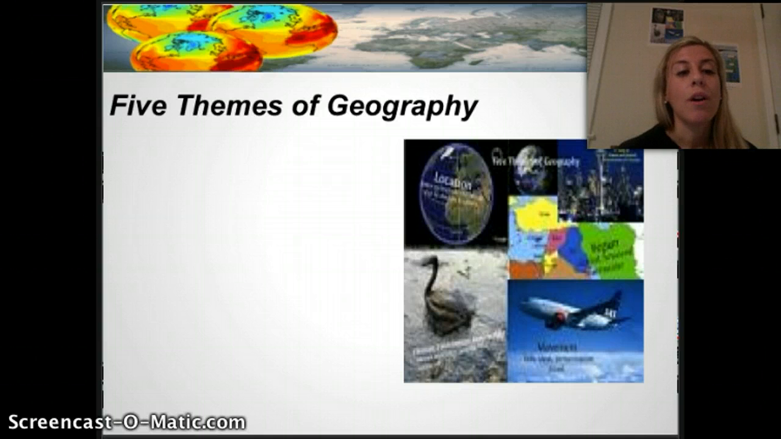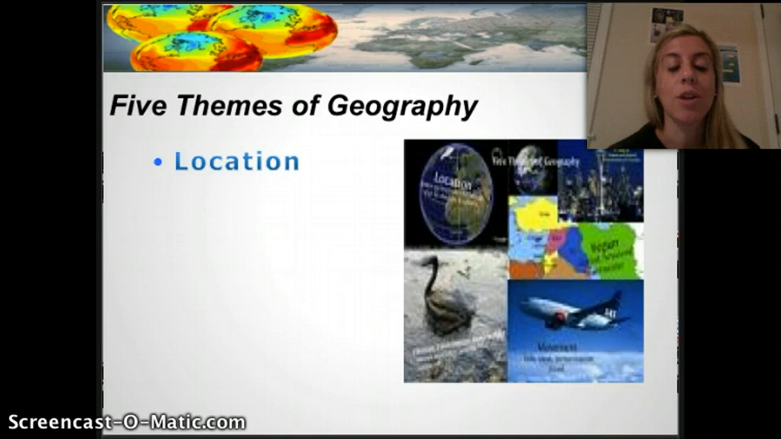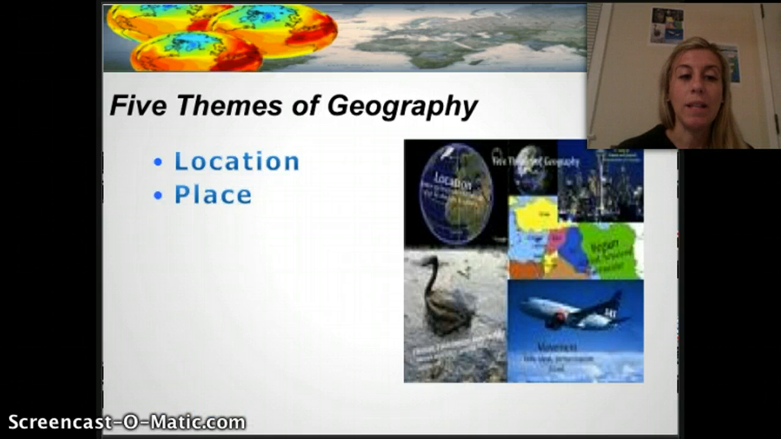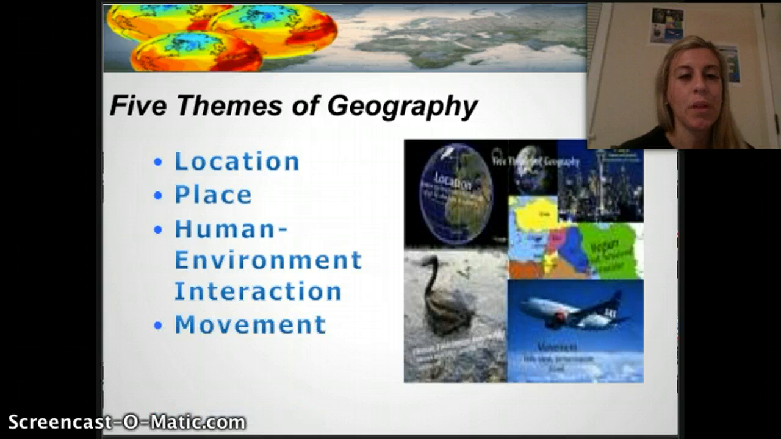Okay, so there are 5 themes of geography. 5, count them: 1, 2, 3, 4, 5. These themes help us answer the same questions that geographers ask. Where is it located and why is it there? First theme, location. Place, human-environment interaction, also known as HEI because it's such a long term, movement, and lastly, region.